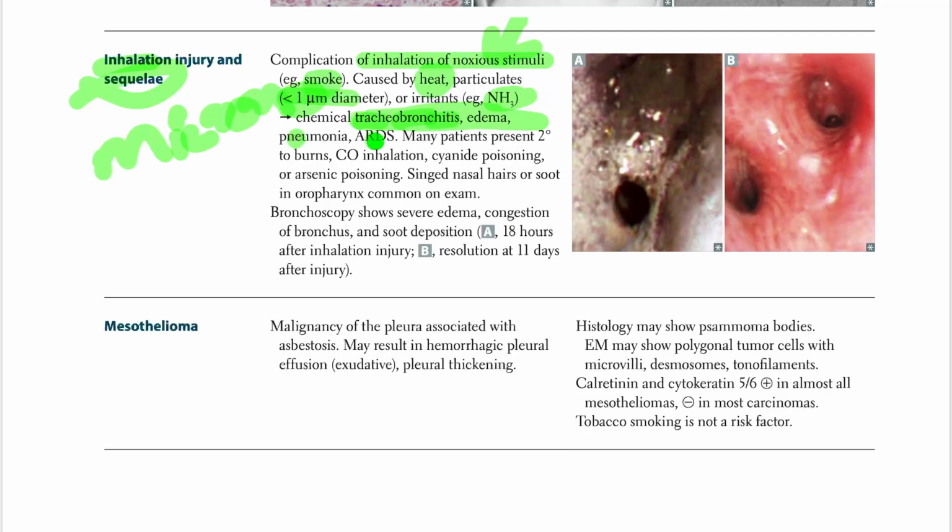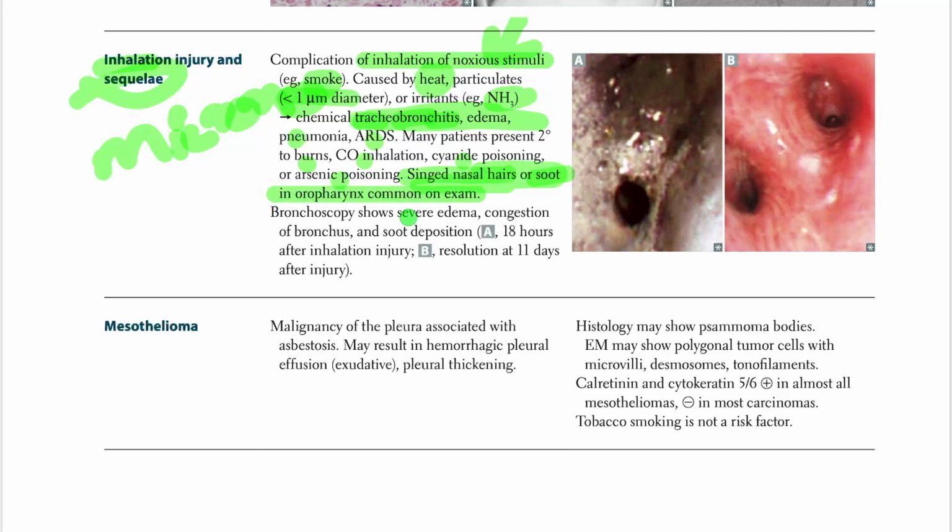Also pneumonia, ARDS. Many patients present secondary to burns, CO inhalation, cyanide poisoning, arsenic poisoning. Singed nasal hairs, or soot in the oropharynx, is common on exam. This is high yield.